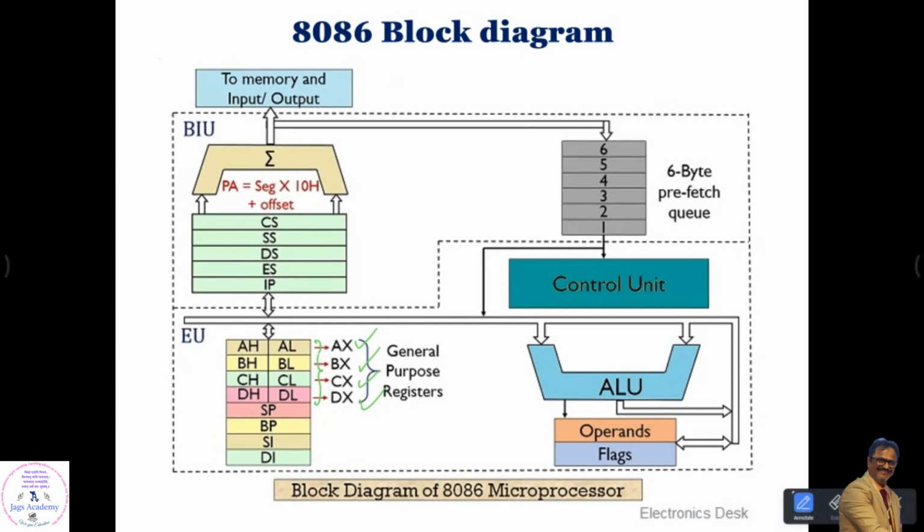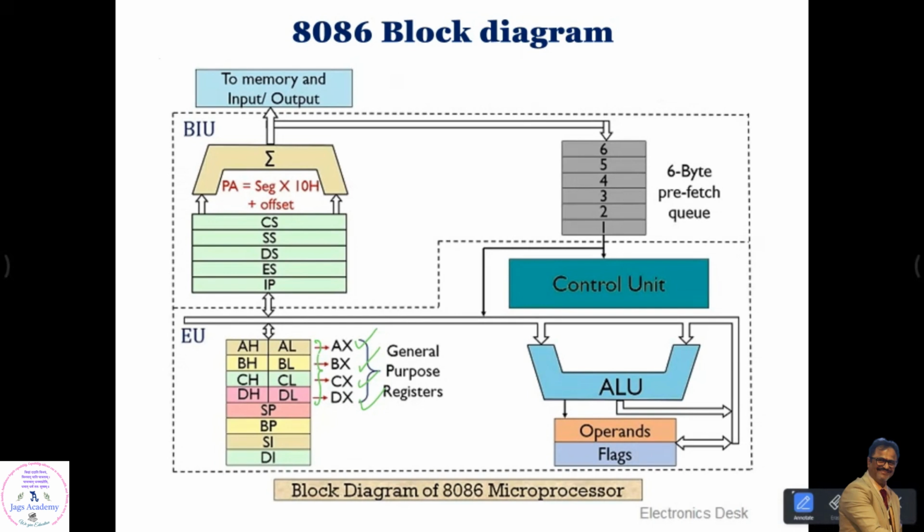Similarly, you have another set of registers called the code segment register. I will come back to this, don't worry. When I talk about memory segmentation, you have the stack segment register, data segment register, extra segment register, and instruction pointer. All these are special purpose registers. Once again, all these are 16-bit registers, and they are used for their own special purposes. We'll come back to those purposes one by one.